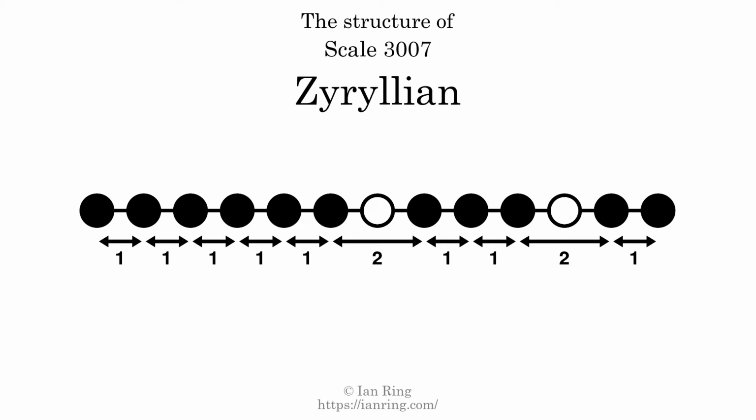The structure of a scale is a description of the interval distance between each successive tone. This scale has a structure of 1-1-1-1-1-2-1-1-2-1.